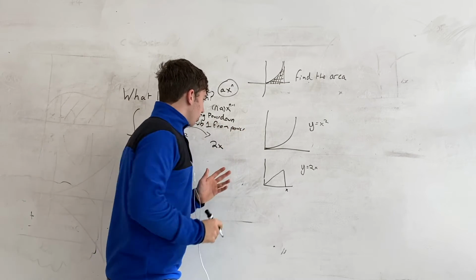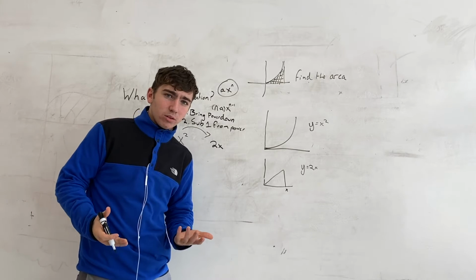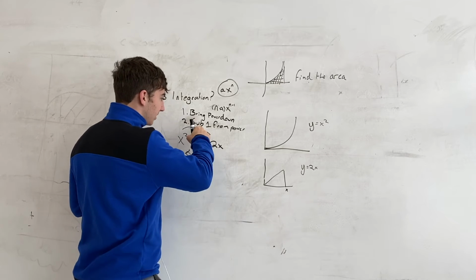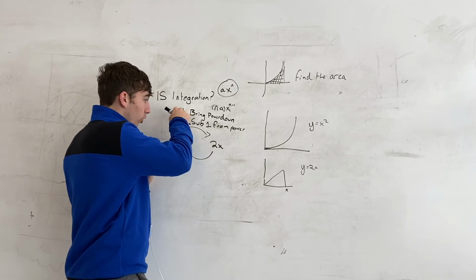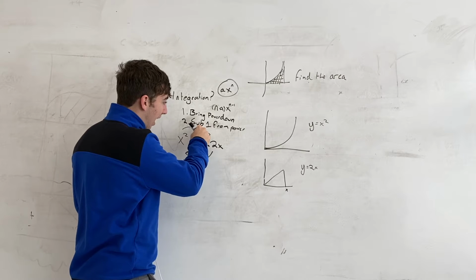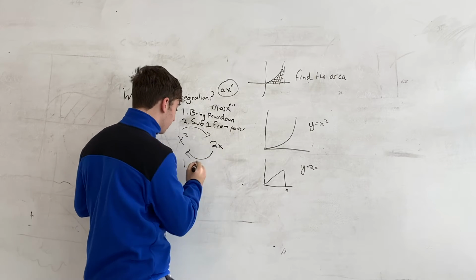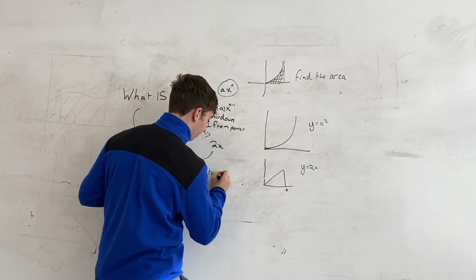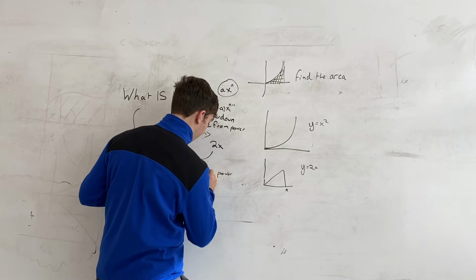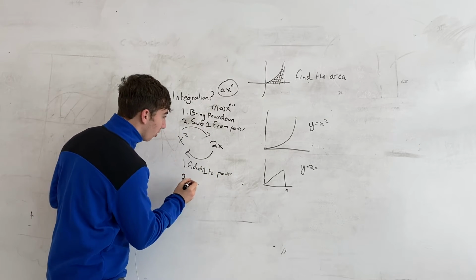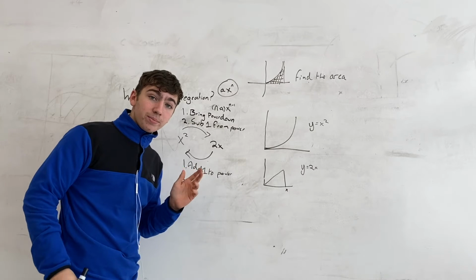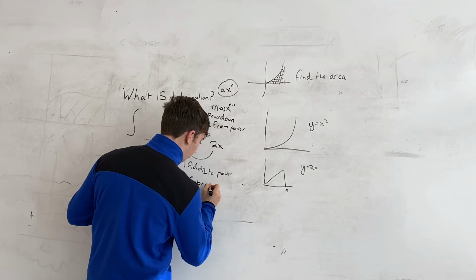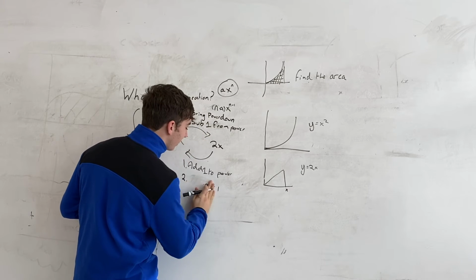For integration, since it's called the antiderivative, we just work backwards. So to go from here to here, because we're working backward, instead of going 1, 2, we're going 2, 1. We're first going to add 1 to the power, because that's the opposite. And for the second step, what's the opposite of multiplication? Division. So divide by the power.